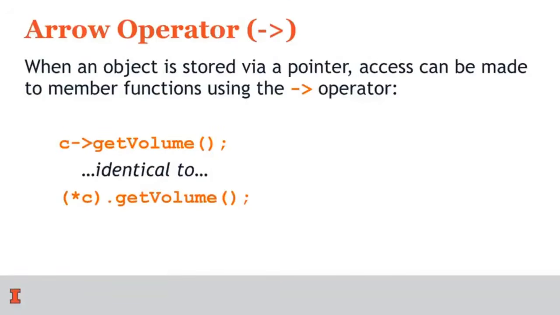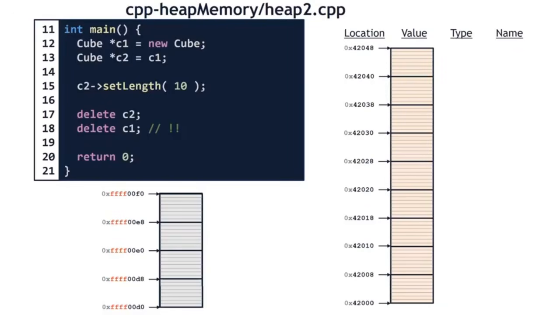We can say for our cube, for example, C, arrow, whatever we want. This is identical to this kind of crazy syntax of saying we're going to dereference the value of C and then use the dot operator to get at getVolume. Instead, we have C with an arrow operator, which allows us to dereference C directly and get right to the member functions. So let's look at one more piece of code.